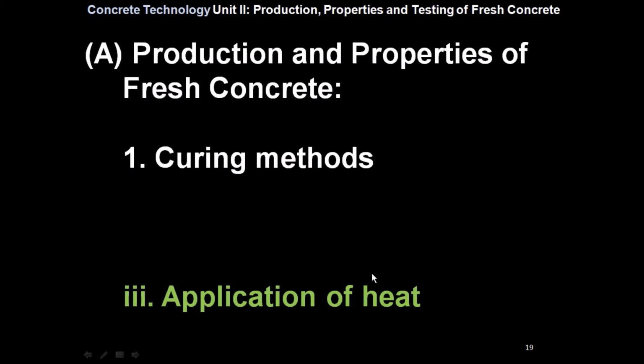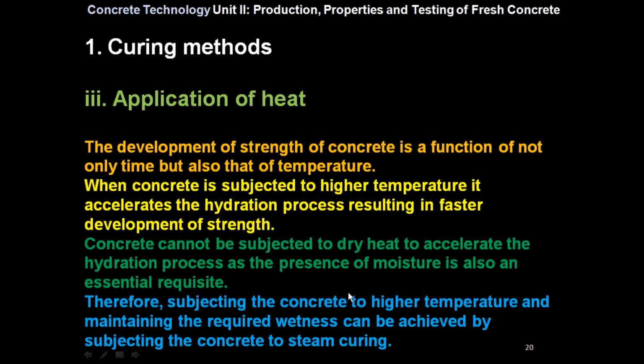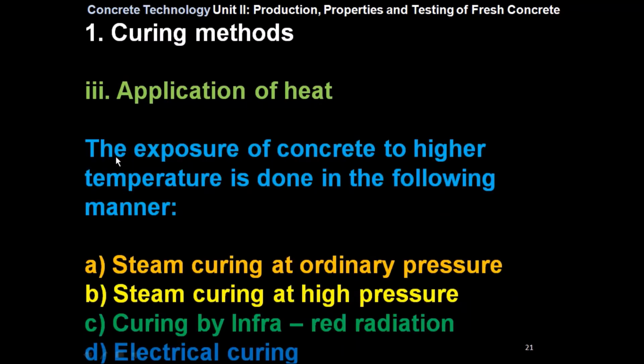Now we will see the third method, application of heat. The development of strength of concrete is a function of not only time but also that of the temperature. When concrete is subjected to higher temperature, it accelerates the hydration process, resulting in faster development of strength. Concrete cannot be subjected to dry heat to accelerate the hydration process, as the presence of moisture is also an essential requisite. Therefore, subjecting the concrete to higher temperature and maintaining the required wetness can be achieved by subjecting the concrete to steam curing.